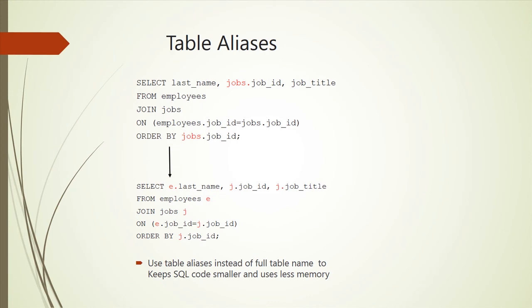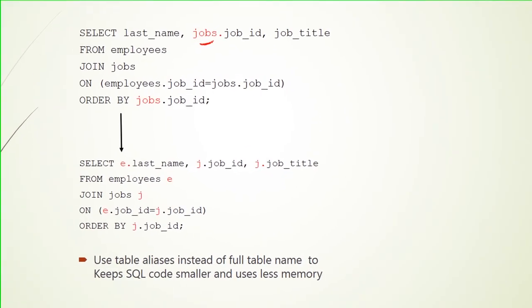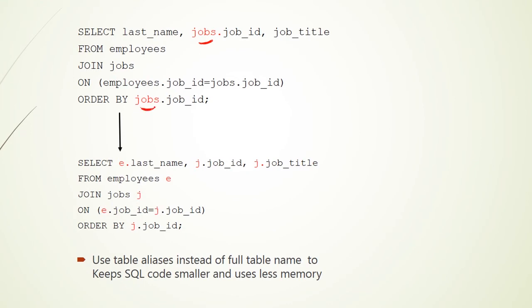So as we saw in the previous example, we can use a column prefix to solve the error, which is column ambiguously defined. Also, you can give a table an alias or alternative name in the select statement. So SELECT column list FROM employees e. So this is an alias for the table employees. We can give an alias for the table. JOIN jobs j. This is an alias for the table jobs.